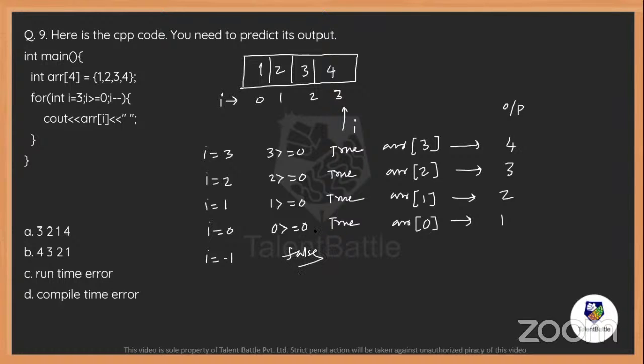Loop terminates. So the final output is the reverse of the array. Simple logic, reverse of array. So 4, 3, 2, 1. That will be the output of this particular code snippet question. And here the matching option is option B, 4, 3, 2, 1.